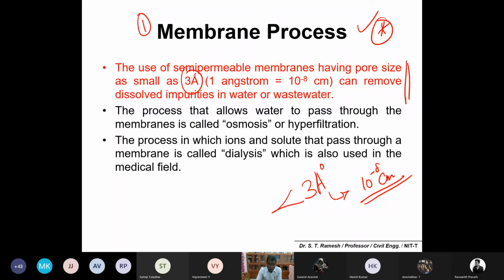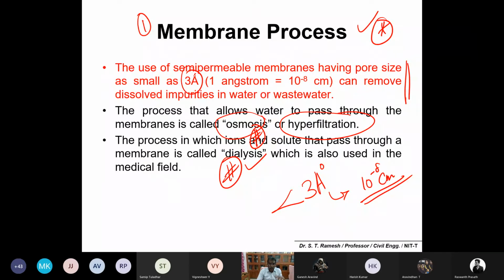The process that allows water to pass through the membrane is called osmosis, or otherwise hyperfiltration. Please make a note of this. Something important: the process that allows the water through a membrane is called the osmosis process or hyperfiltration process. And the process in which ions and solutes pass through a membrane is called dialysis. Please make a note of that. Hemodialysis you would have come across. Kidney patients may also use dialysis. In this instance, you just purify your blood.